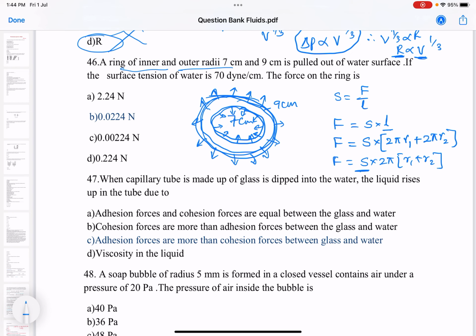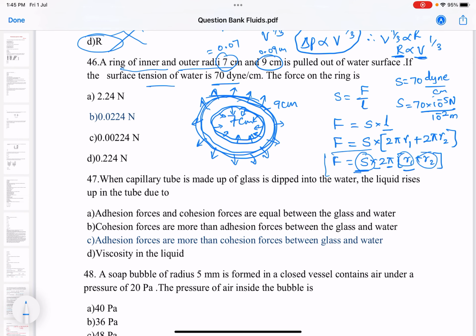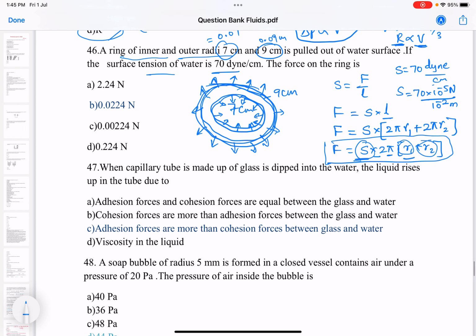It has given surface tension equal to 70. Here S is equal to 70 dynes per centimeter. 1 dyne is nothing but 10 to the power of minus 5 newtons, divided by 1 centimeter, which is 10 power minus 2 meters. So S value is known, 2 is known, pi is known. R1 is 7 centimeters, which is equal to 0.07 meters. 9 centimeters is R2, that is 0.09 meters. Substitute all the values, S value, R1 value, R2 value, in order to get the value for force. Okay, right. I am getting a different answer for this force that is not available in the options given. No option is correct. You will get a different answer for force in this case.